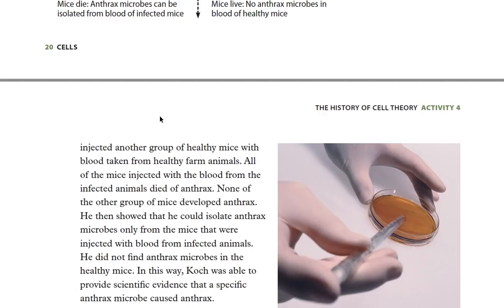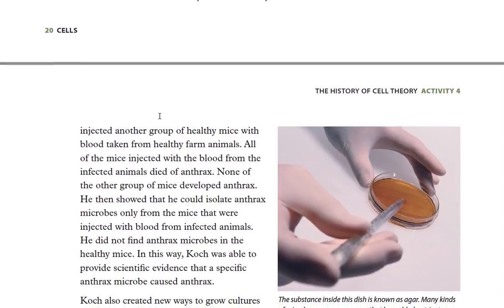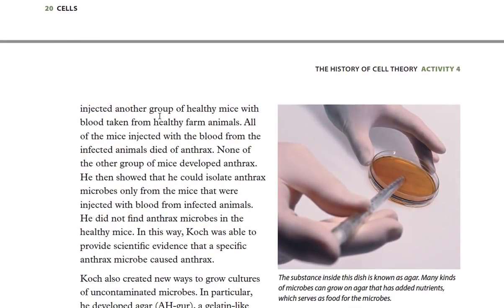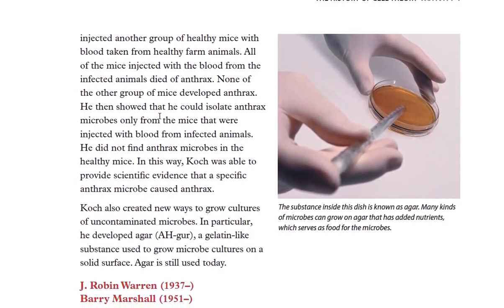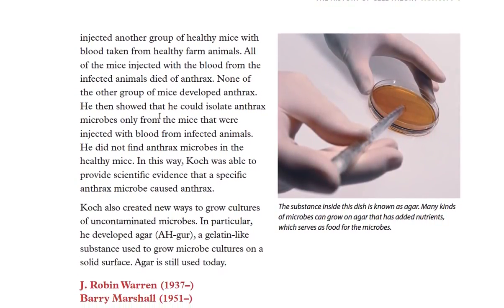He then showed that he could isolate anthrax microbes only from the mice that were injected with blood from the infected animals. He did not find anthrax microbes in the healthy mice. In this way, Hooke was able to provide scientific evidence that a specific anthrax microbe caused anthrax.